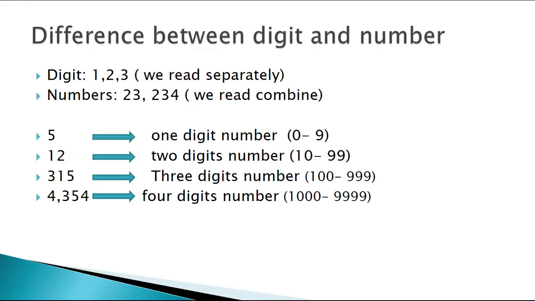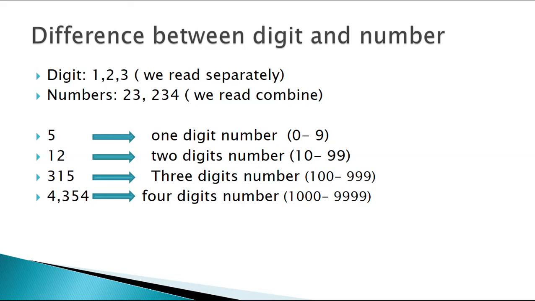Next, the difference between digit and number. Digits mean we read separately. For example, 1, 2, 3, and so on, separated by commas. Numbers like 23 and 234, students, we read combined. So these are the numbers. Now some more examples of the digits.